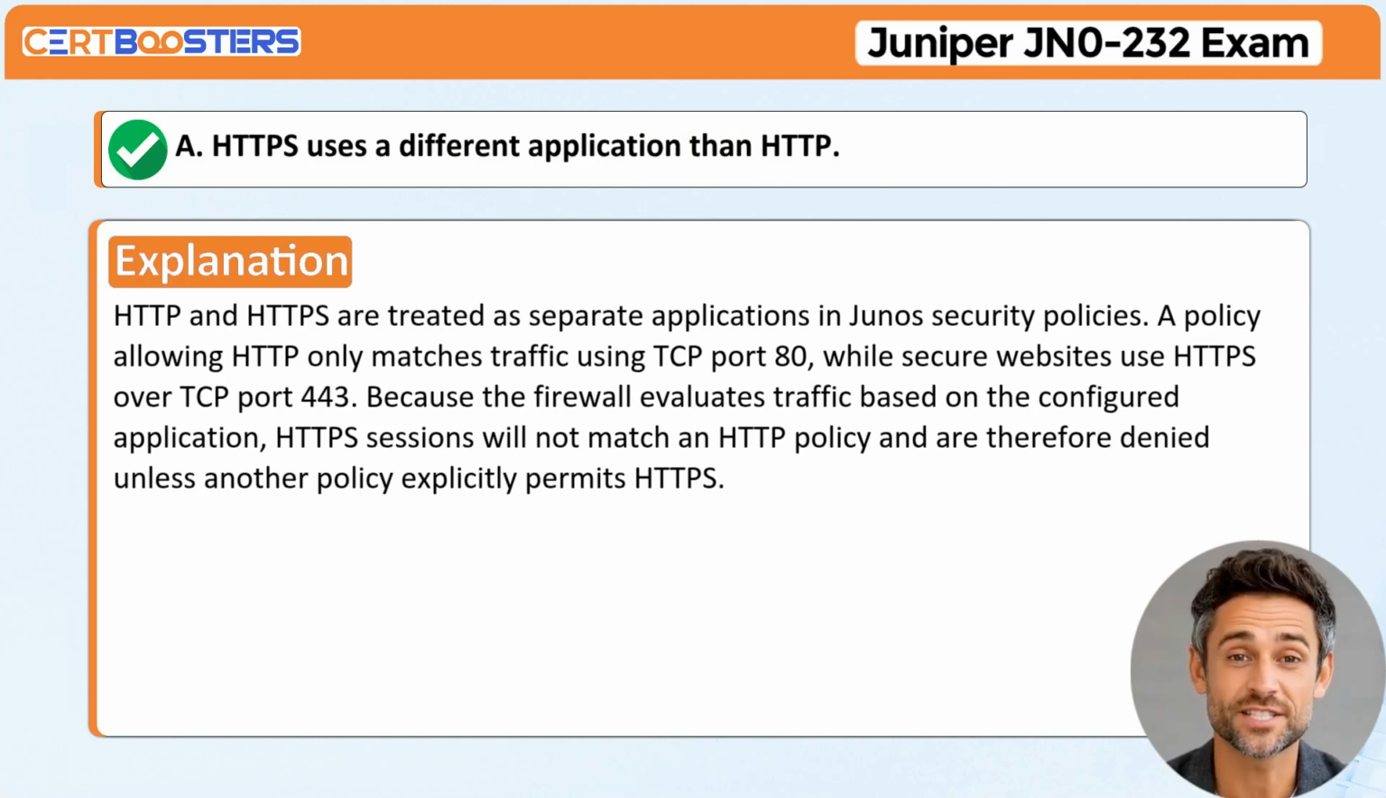Explanation. HTTP and HTTPS are treated as separate applications in Junos security policies. A policy allowing HTTP only matches traffic using TCP port 80, while secure websites use HTTPS over TCP port 443. Because the firewall evaluates traffic based on the configured application, HTTPS sessions will not match an HTTP policy and are therefore denied unless another policy explicitly permits HTTPS.